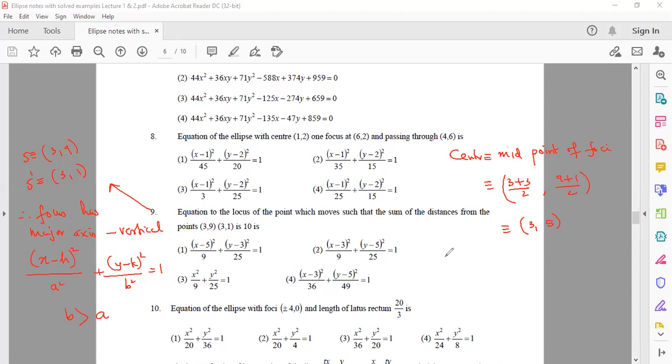Now we'll apply the distance between foci, which is 10. Therefore, 2a is 10, therefore a is 5. 2b, sorry, 2b is 10, so b is 5. So now the answer can be only the second option, no other. The center is (3,5), so h and k became 3 and 5, and b square became 25. So the answer is the second option.